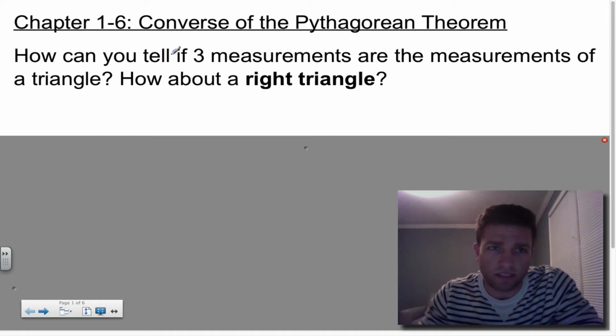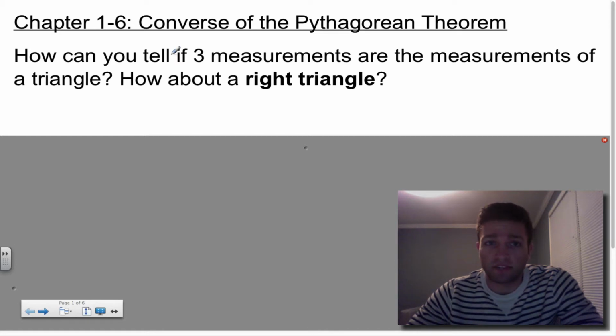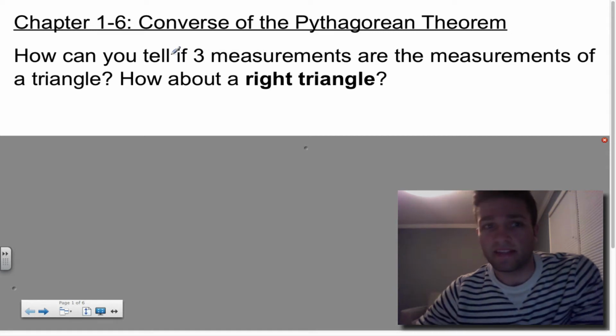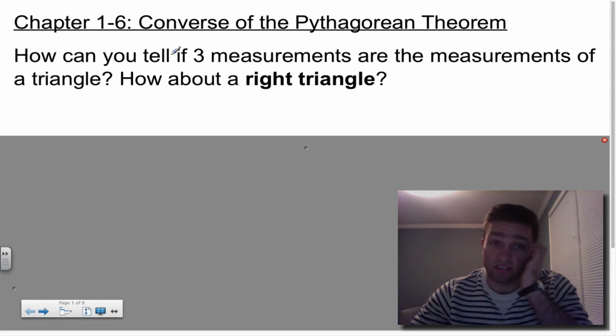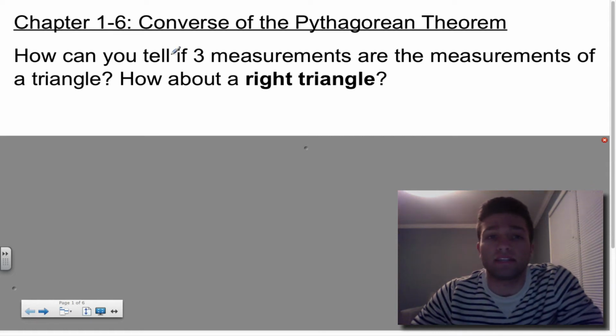Hey guys, this is chapter 1, lesson 6, and the title of this is the converse of the Pythagorean theorem. Converse just means basically the opposite of, or how you could use the Pythagorean theorem backwards. But before we even get to that, there's two parts to this lesson. Part of it is the converse of the Pythagorean theorem, part of it is what we're looking at right now.